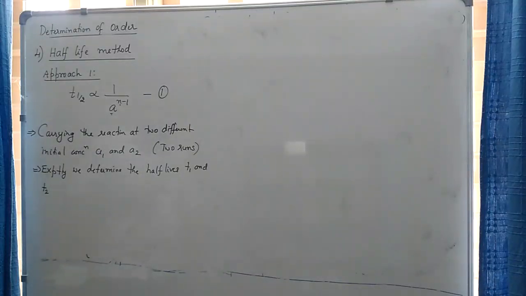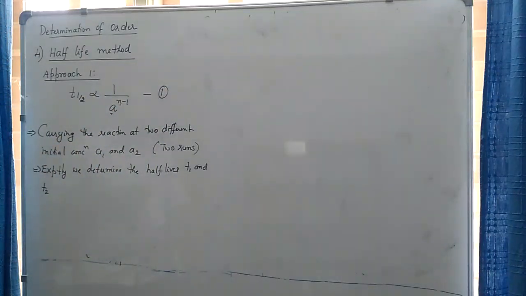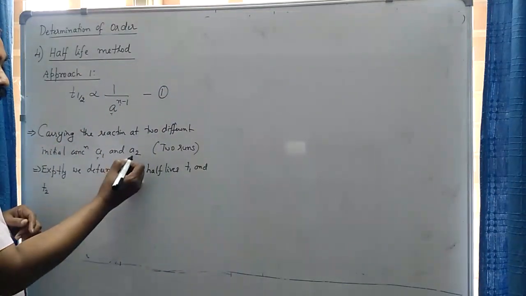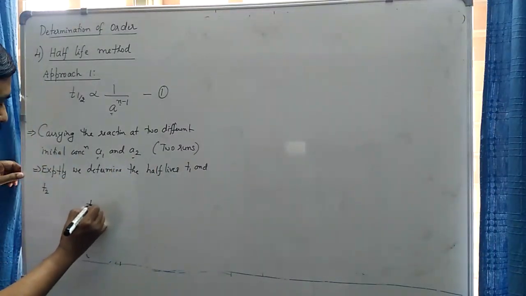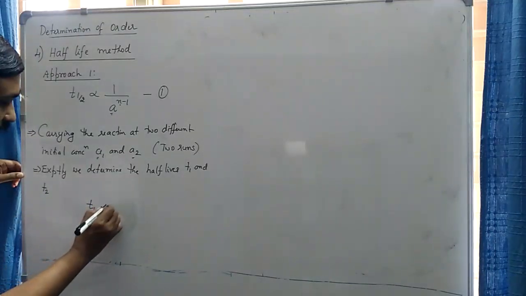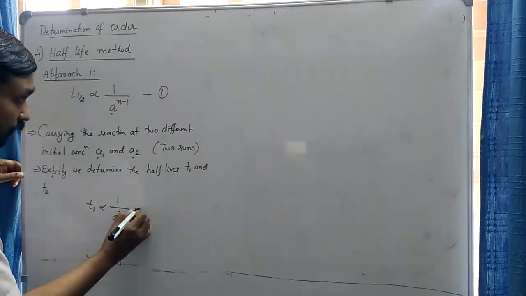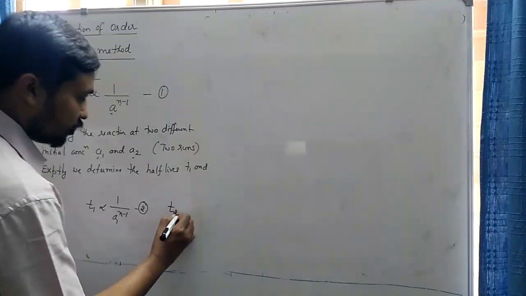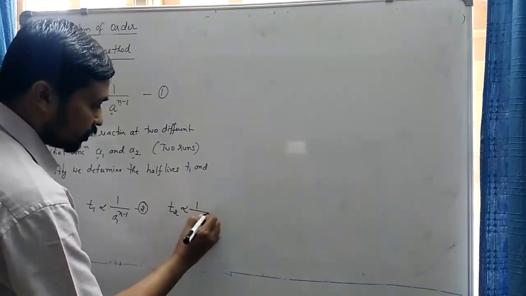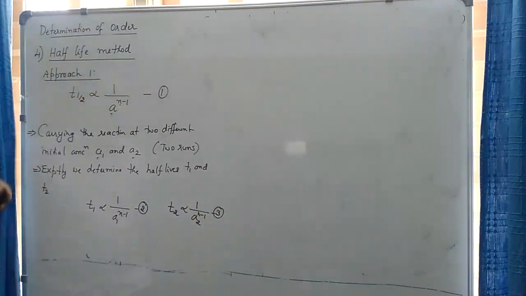of the reaction. So now let us use this equation 1 for the reaction carried out at concentration A1 and reaction carried out at concentration A2. So for reaction 1, half-life T1 can be written as inversely proportional to A1 to the power n minus 1. And similarly for the second reaction, you write T2, the half-life, is inversely proportional to A2 to the power n minus 1. Changing the concentration has no effect on the order of the reaction.